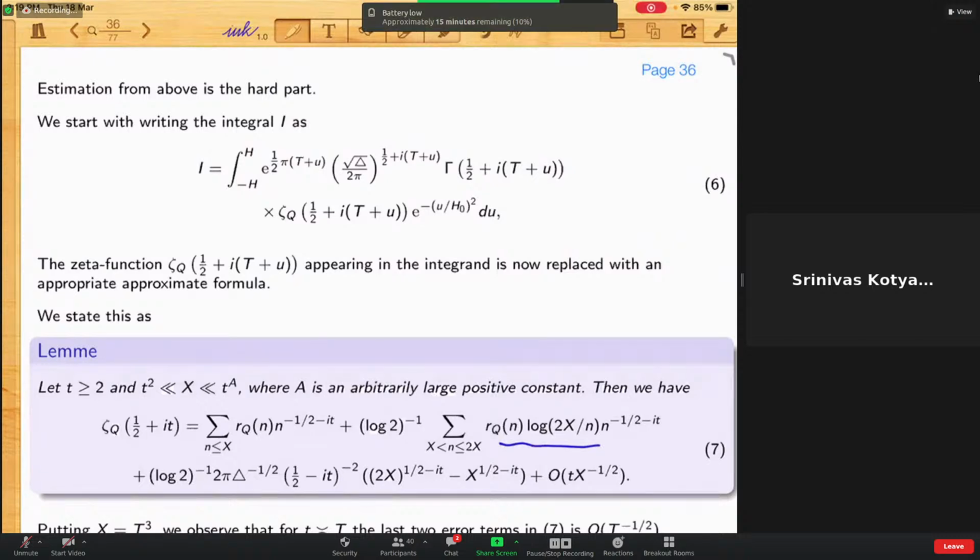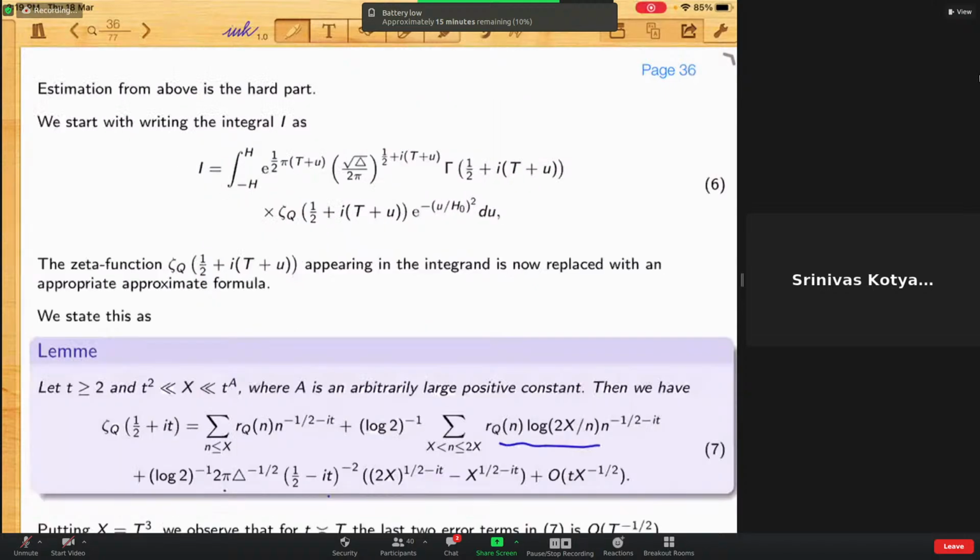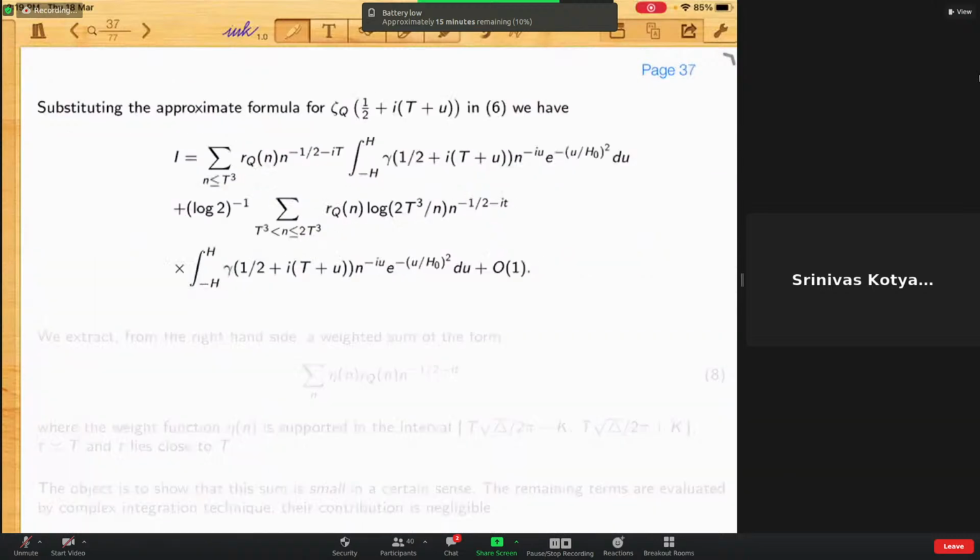Now, if you take x to be t to the power cube, you see that this is t to the power 3/2 by t square. So both of them are of the order t to the power minus half plus epsilon. So these are the errors. Okay. Therefore, one substitutes this approximate formula into this integral that we have here, and then this takes this form, and this is the error.